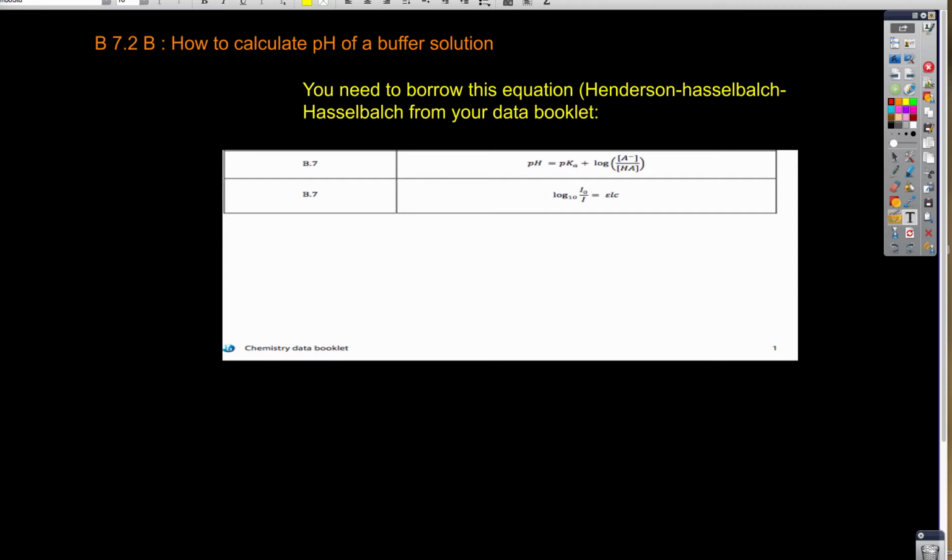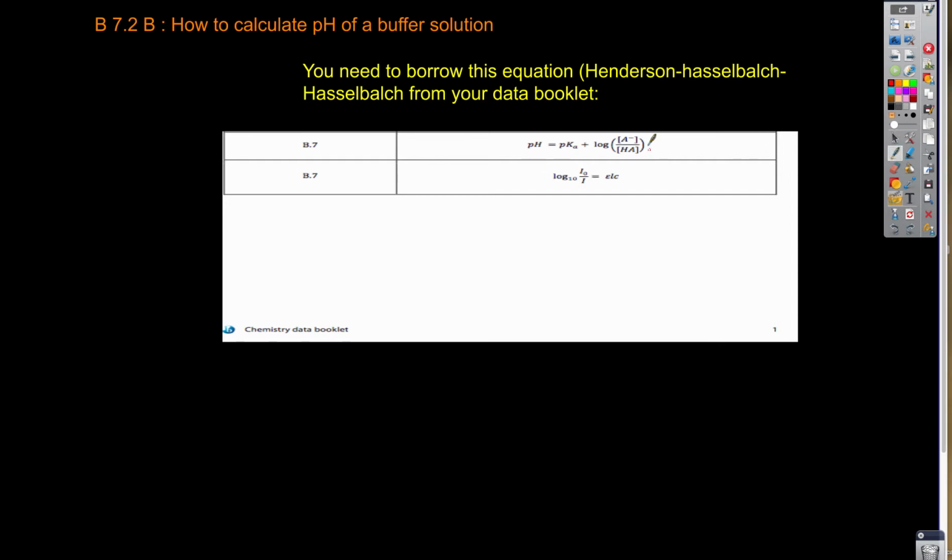To calculate pH of a buffer solution, you need to borrow this equation from your data booklet. It's on page 1 of your data booklet, and it's known as Henderson-Hasselbalch, discovered by two scientists in order to have a shorthand version of calculation for pH of a buffer.